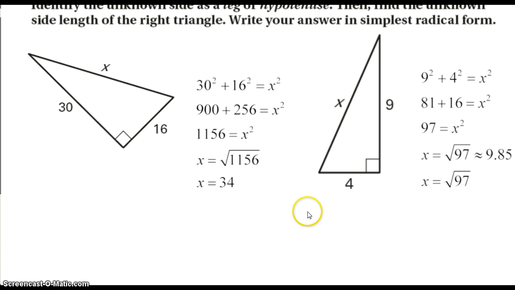One thing you can always check: if you're finding the hypotenuse, and the hypotenuse has to be the longest side, make sure that your answer is the longest side. If for some reason you got an answer that is smaller than 9 or 4, then you know you might have done it wrong.